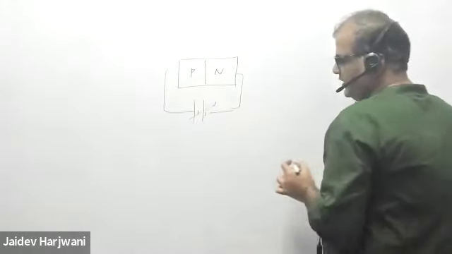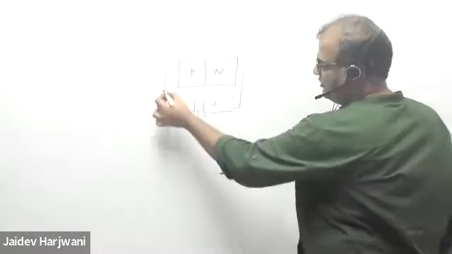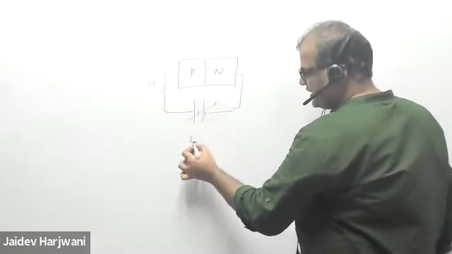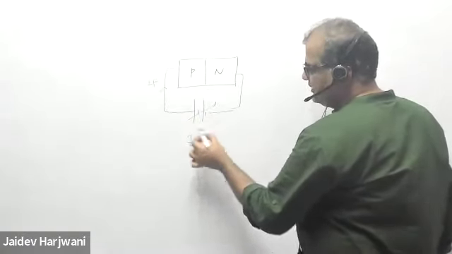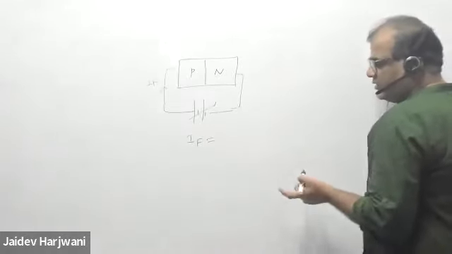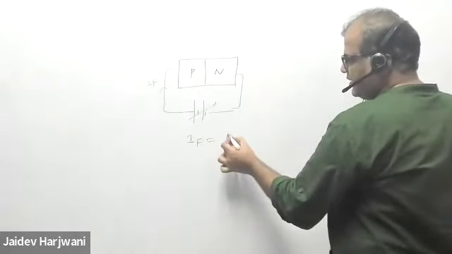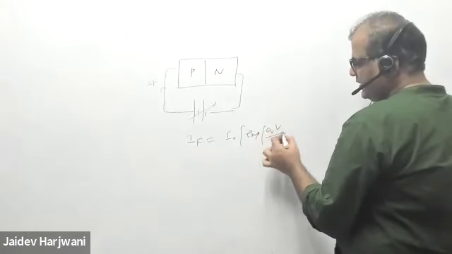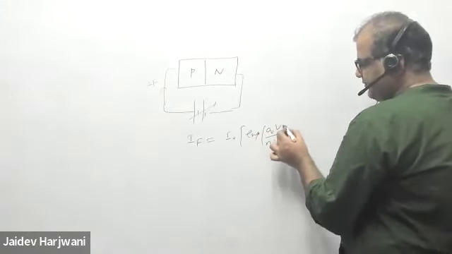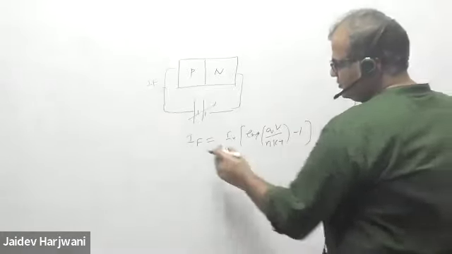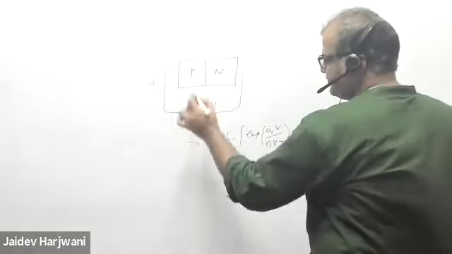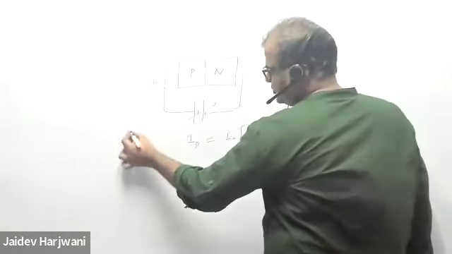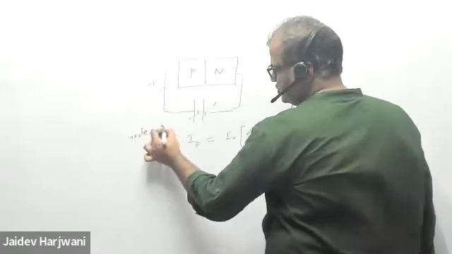then a current will flow in the forward direction. That current is IF. The equation for the PN junction diode current is given by I naught times exponential QV upon eta KT minus 1. This is the diode current, or junction current, ID. This is called the Shockley equation or diode equation.